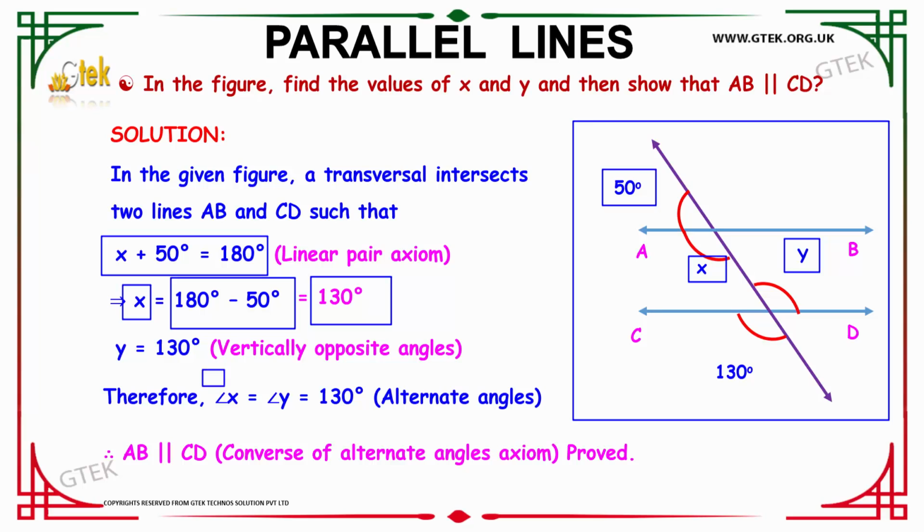Therefore, angle x equals angle y equals 130 degrees, which are alternate angles. By this we can prove that AB is parallel to CD, by the converse of the alternate angle axiom, which has been proved. So AB is parallel to CD.